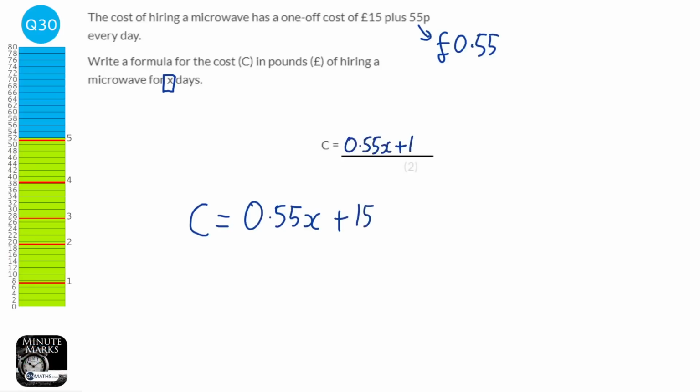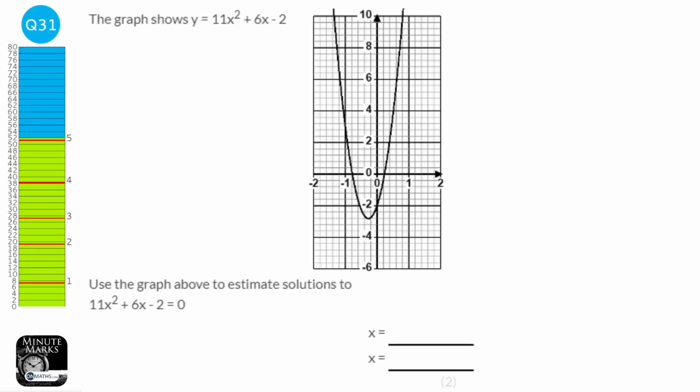So the answer would be C equals 0.55x plus 15. To find solutions for quadratics on a graph, all you need to do is find out where the graph meets the x-axis. Okay, so the coordinates where this graph meets the x-axis are here, and that would be minus 0.8 and minus 0.2, and they're also called roots.